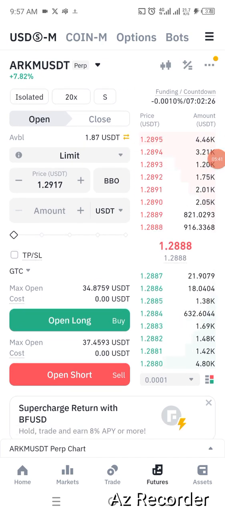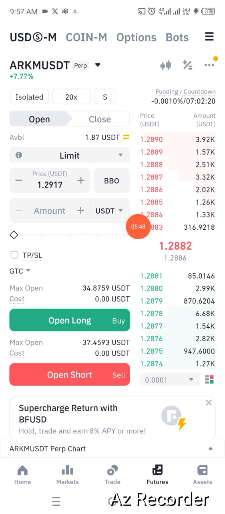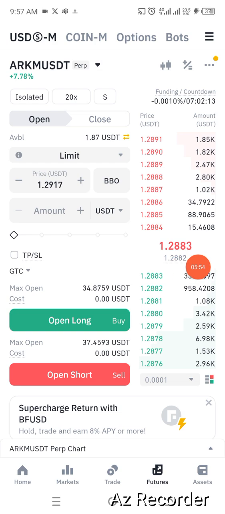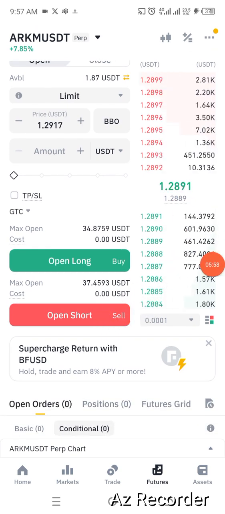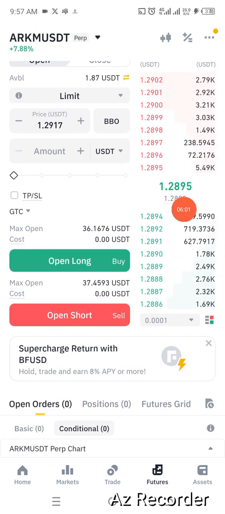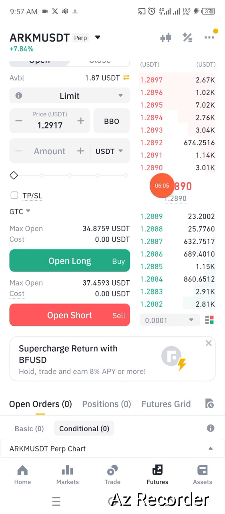So the next thing now is basically let's say you want to long. Opening long means you want to buy. You are projecting that the market will go higher from the position where you're entering. Then open short means you're predicting that the market will go way lower from the price where it is now.